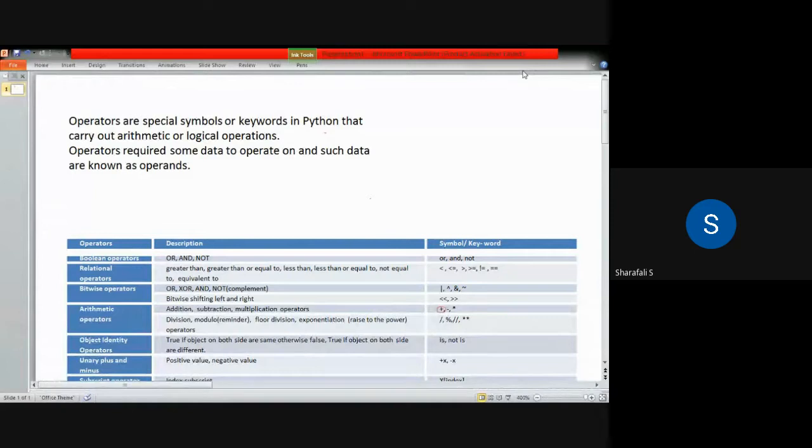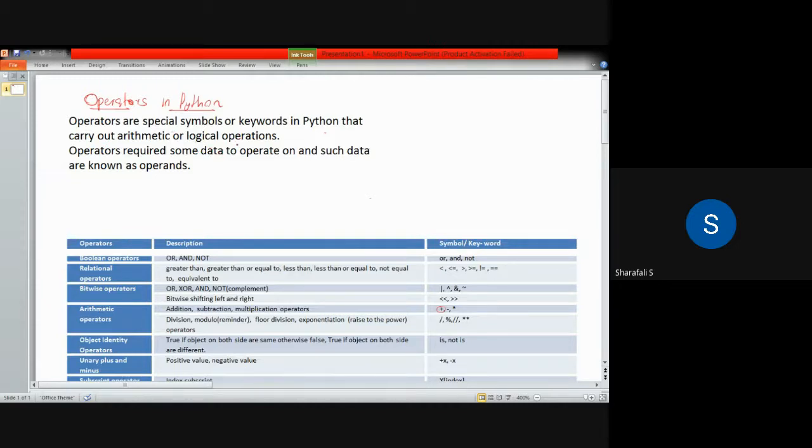Okay, in this lecture, we will discuss Python operators. So we have different operators in Python. These operators are special symbols or keywords in Python that carry out arithmetic or logical operations.